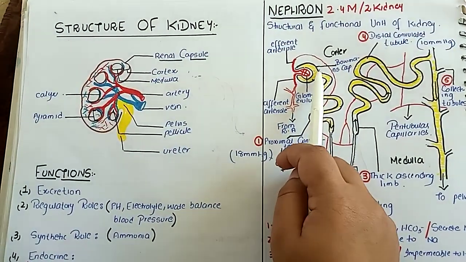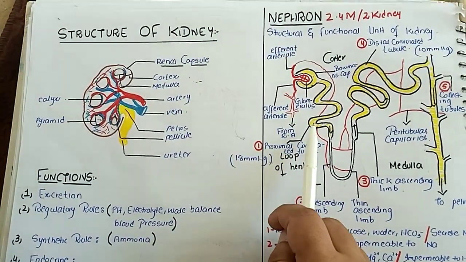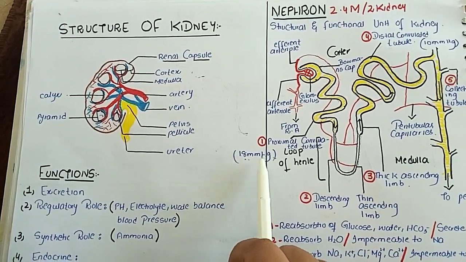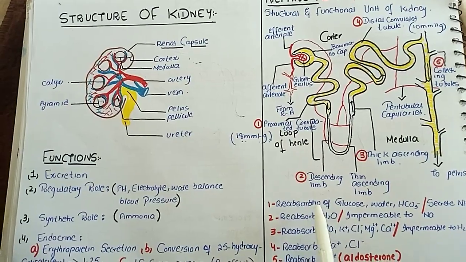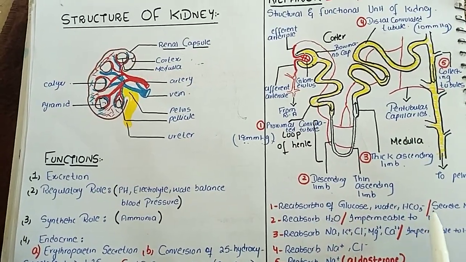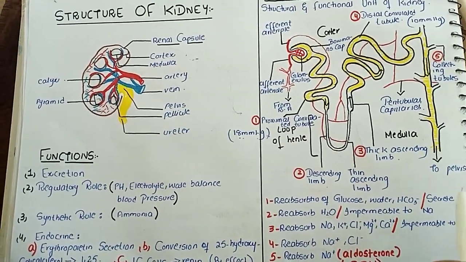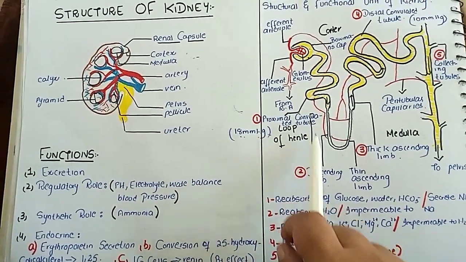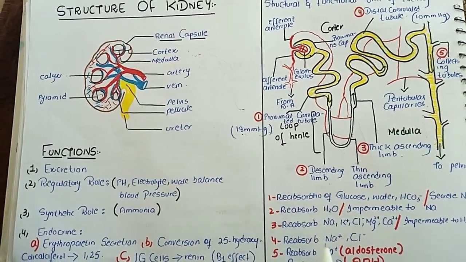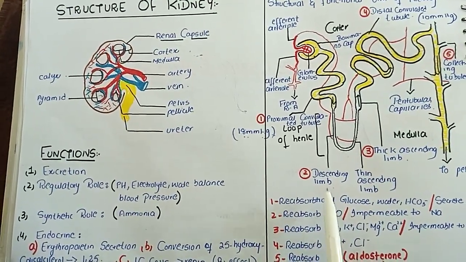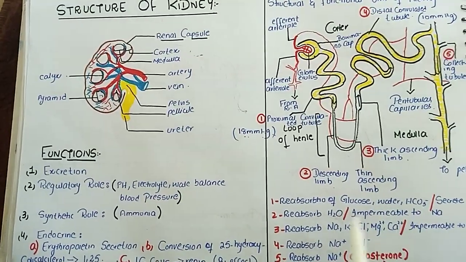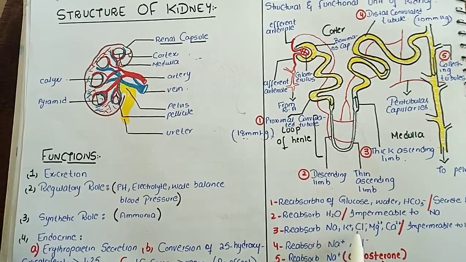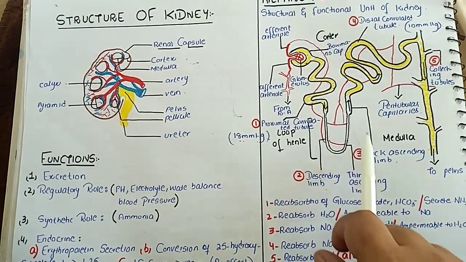Then the Bowman's capsule and the proximal convoluted tubule, where the pressure is usually high, 18 mmHg, and which is involved in the reabsorption of glucose, water, bicarbonate ion, and the secretion of ammonia. Then the loop of Henle, which consists of two parts: the descending limb, which is involved in the reabsorption of water and is impermeable to sodium, and the ascending limb, which is involved in the reabsorption of sodium, potassium, and chloride, and is impermeable to water.